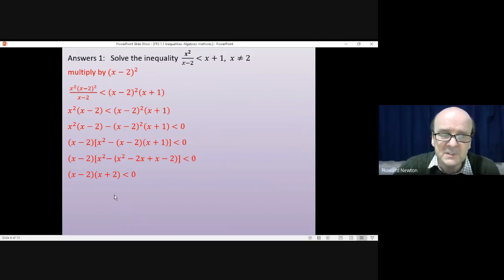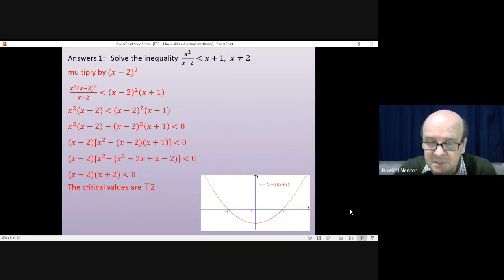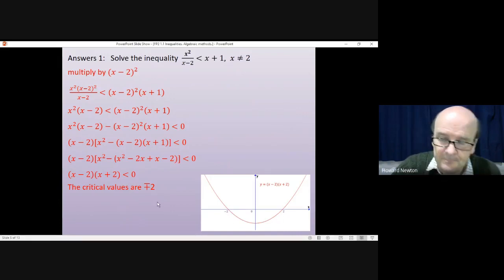And this is the point where some people don't do a sketch. I always do. I like sketches. I like to see what's going on. The critical values are plus and minus 2. Those are the points where this curve is going to cross the x-axis. And if you were to draw a sketch of it, that's what it would look like. It's a standard quadratic with a crossing point at minus 2 and a crossing point at plus 2.